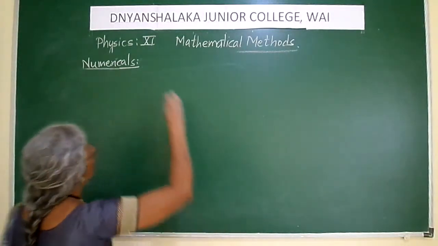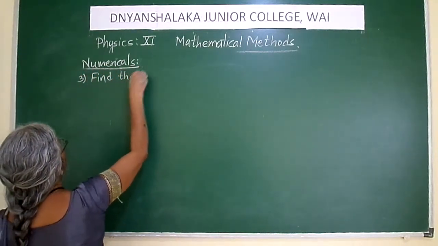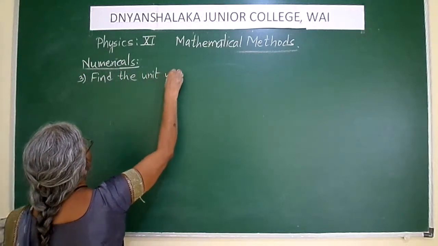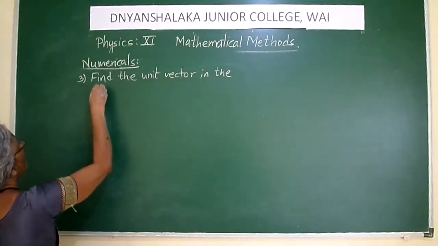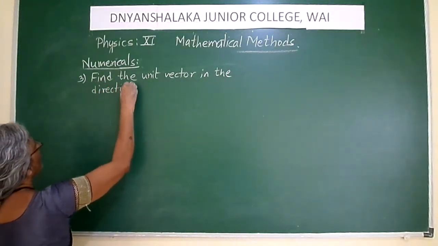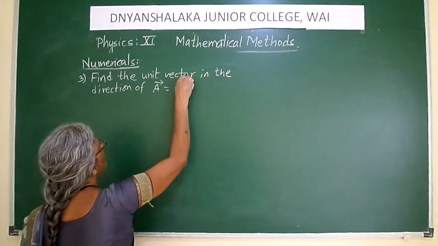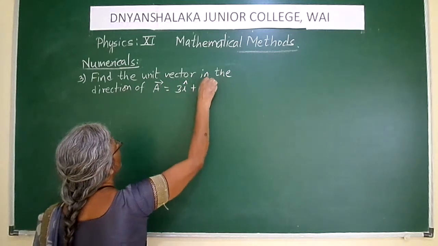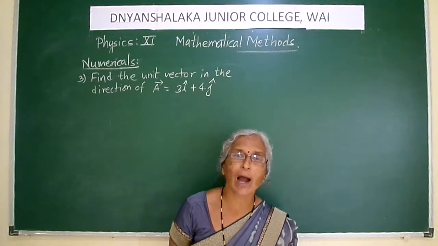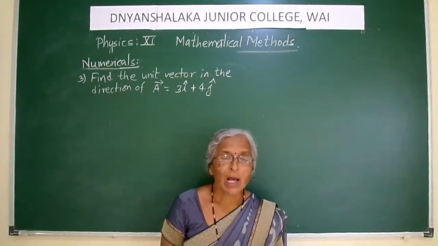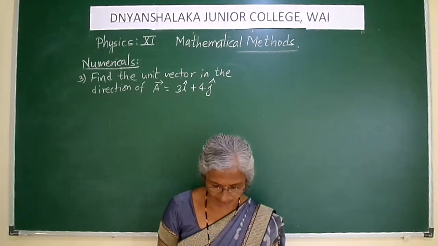So, find the unit vector in the direction of vector A equal to 3i plus 4j. So you are being given a vector A as 3i plus 4j, and you have to find the unit vector in the direction of this vector.